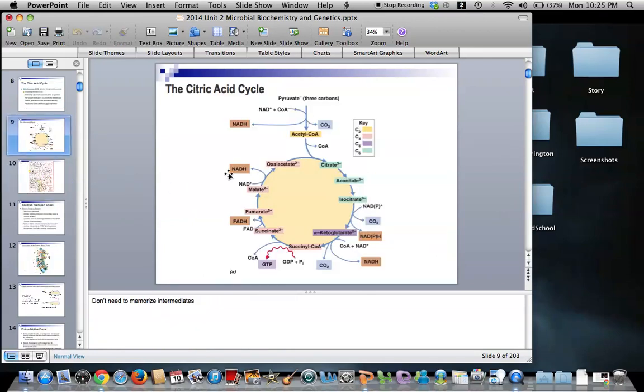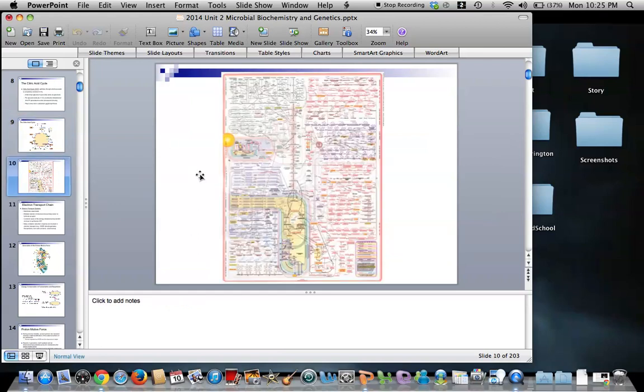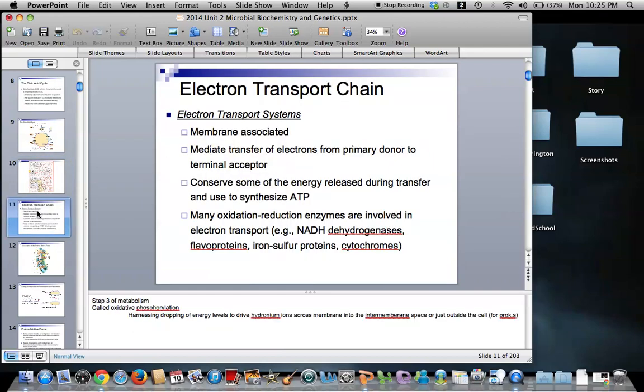Citric acid cycle, we don't have to know everything about it, which I think this is just showing the various functions that can be maintained by the signaling of these citric acid cycle intermediates. Electron transport chain, it is membrane associated.